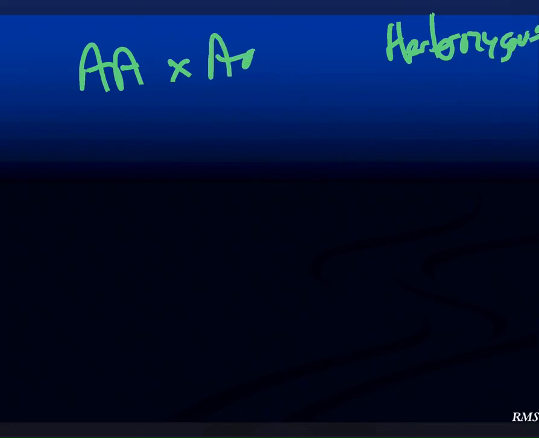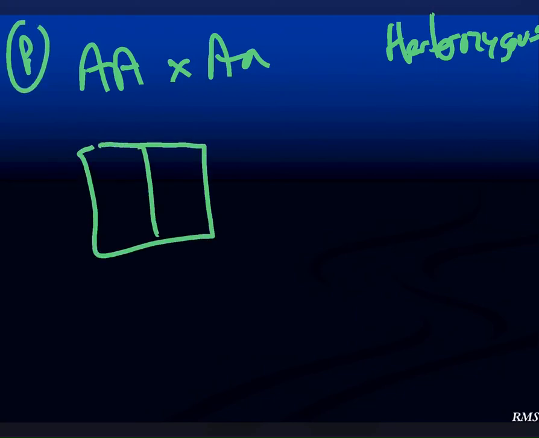And let's say we cross it this time with an individual that's heterozygous. How do you represent heterozygous? That's with a capital and a lowercase letter. So this would be the P generation. So we're going to cross them. We'll set up our Punnett square to get the F1 generation.